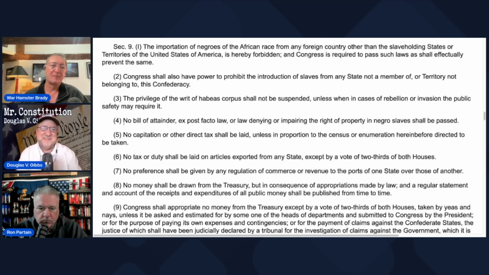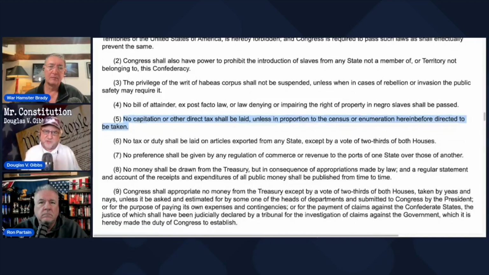All right, moving on. "No capitation or other direct tax shall be laid unless in proportion to the census or enumeration hereinbefore directed to be taken." Completely identical. The capitation would be a direct taxation, a head tax, an individual tax. It was basically saying that the central government could not tax anybody directly. It had to do with the census. The states were basically paying part of the budget rather than individual persons being directly taxed.